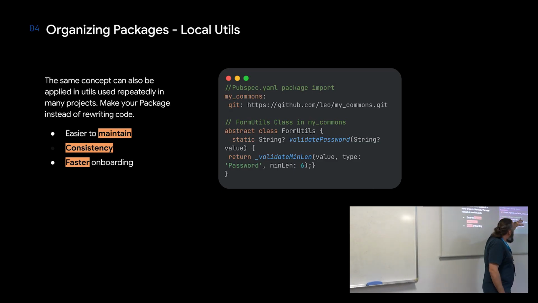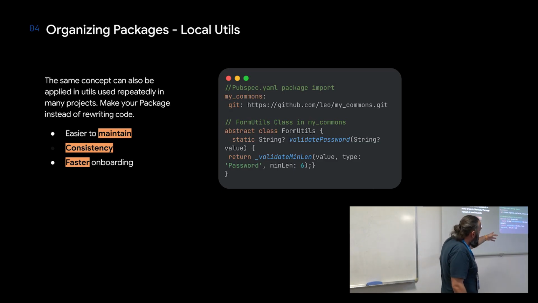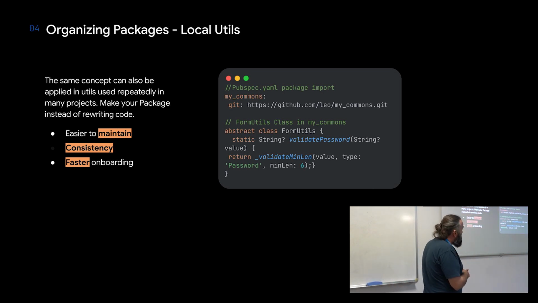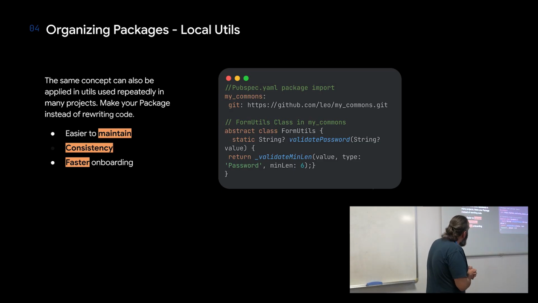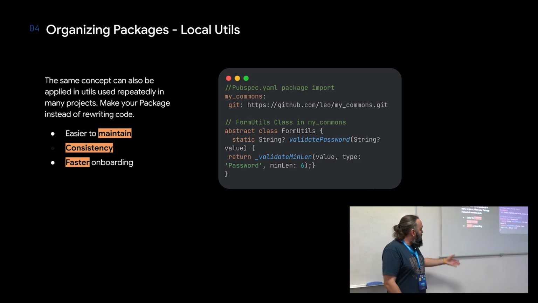So here I'm using my own package. It lives on GitHub and has a few utils that we keep using in our apps, like validate password. If there is a minimum length for password, I don't have to go in all the apps and rewrite the code. I can actually have it in my own package and reuse it. And if I need to change something because Flutter changed or something in Dart changed, I can just update my GitHub, grab it in all the projects, and all my projects will be consistent and easy to update.